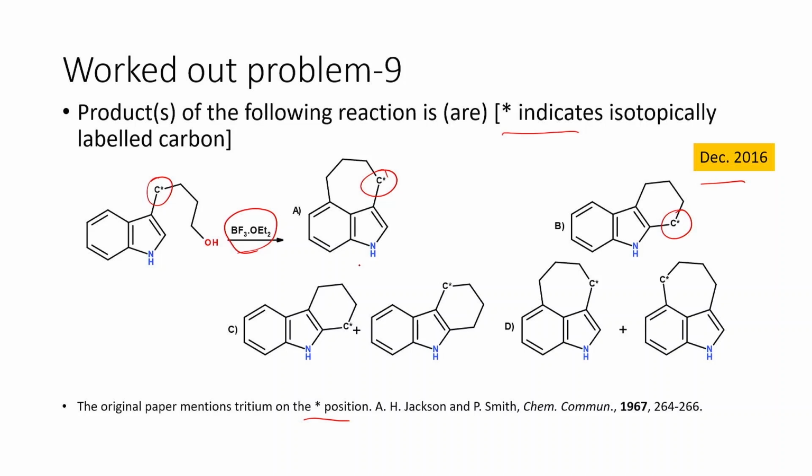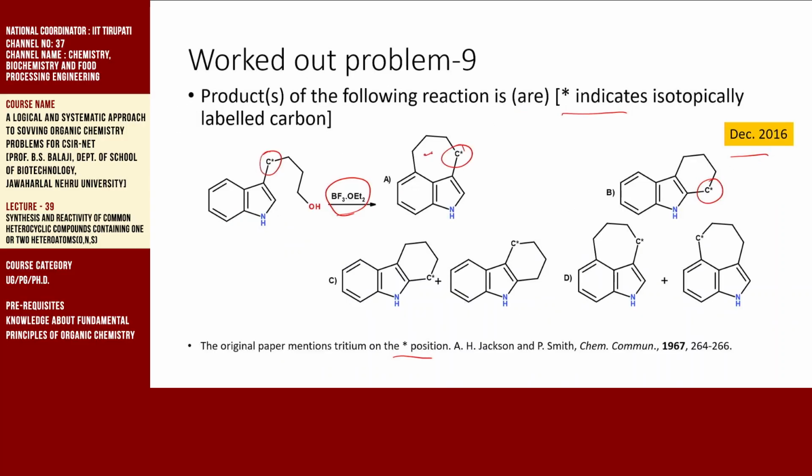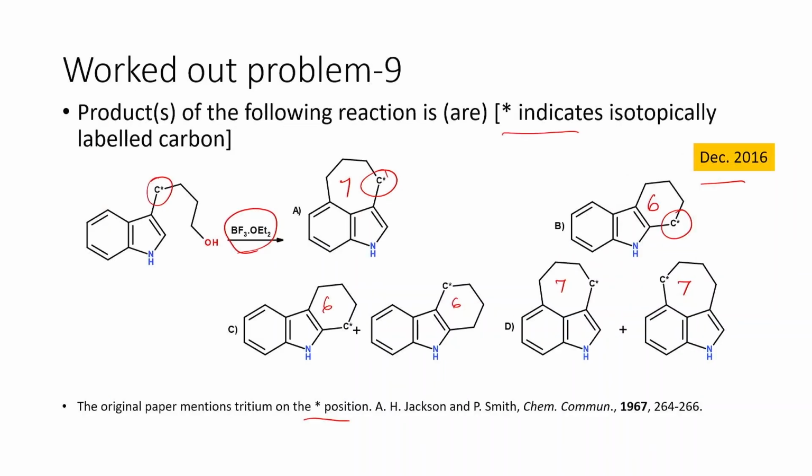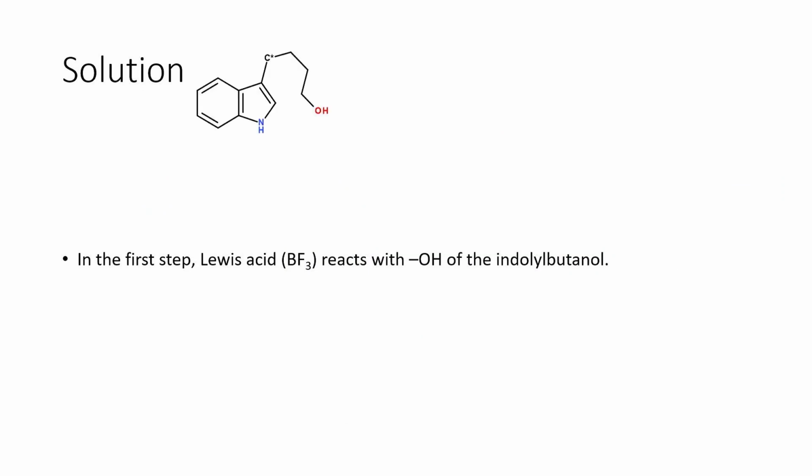In option A, it leads to the formation of a 7-membered ring, and in option B, the cyclization leads to the formation of a 6-membered ring. And in C, we have both 6-membered ring formations possible. That means 2 isomers are possible during the cyclization. And in option D, we have 2 possibilities of 7-membered rings. So we are going to figure out what the actual reaction is and how the products will be formed. The first step is actually the Lewis acid reaction.